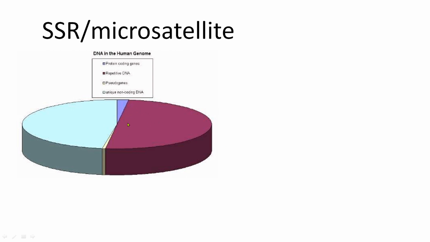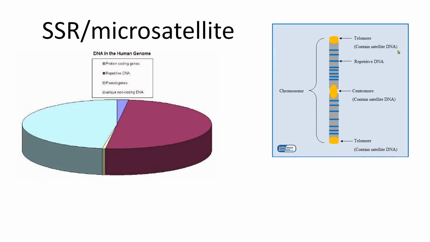All these are junk DNAs which don't have any function for protein. Among these junk DNAs, some are repetitive DNA. We can use this repetitive DNA for plant breeding. We can use this as a marker to tag along with some useful gene of interest. So how can we use this?